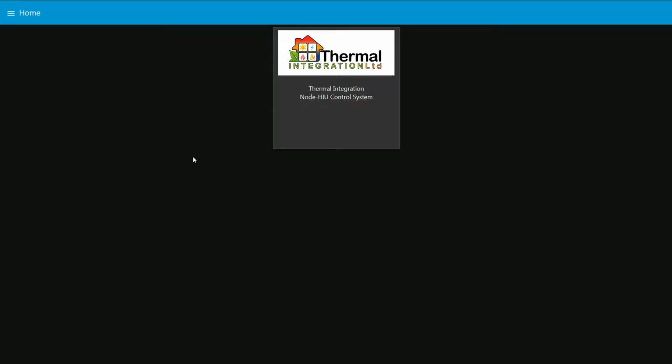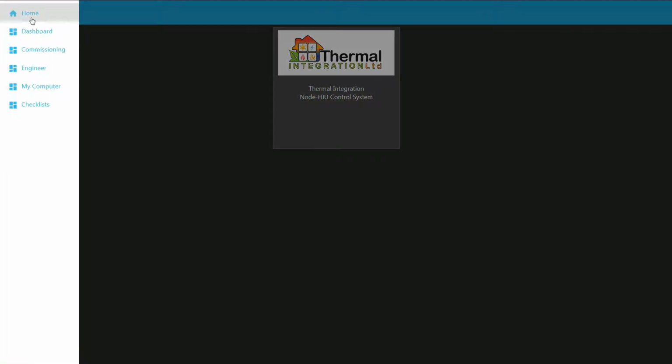This is a rundown of the Thermal Integration Node-HIU control system. This is a monitoring platform and commissioning system for heat interface units fitted on a heat network. If we start by going to the menu and selecting the dashboard.